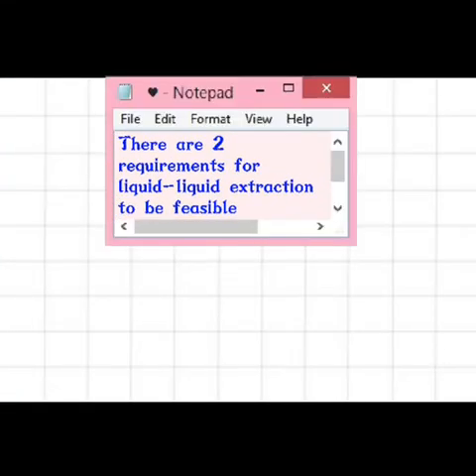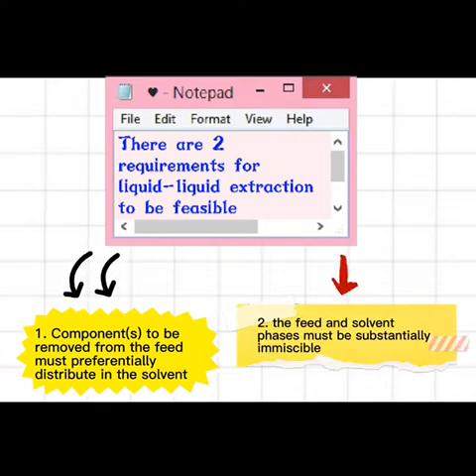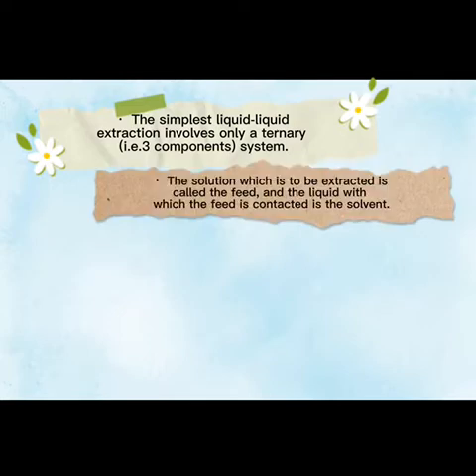There are two requirements for liquid-liquid extraction to be feasible. 1. Component S to be removed from the feed must preferentially distribute in the solvent. 2. The feed and solvent phases must be substantially immiscible. The simplest liquid-liquid extraction involves only a ternary, i.e. three-component system. The solution which is to be extracted is called the feed, and the liquid with which the feed is contacted is the solvent.